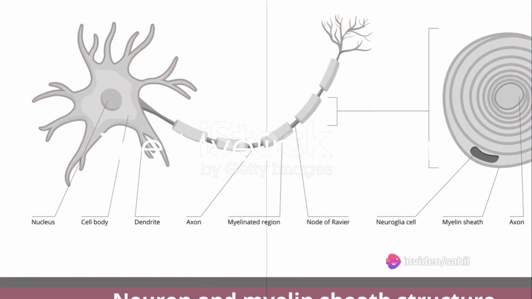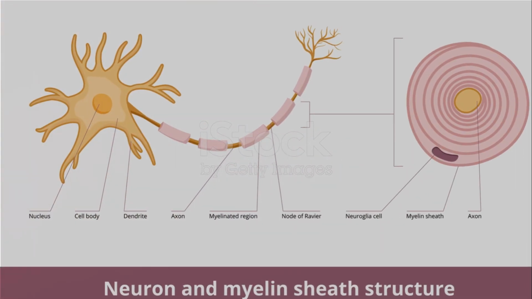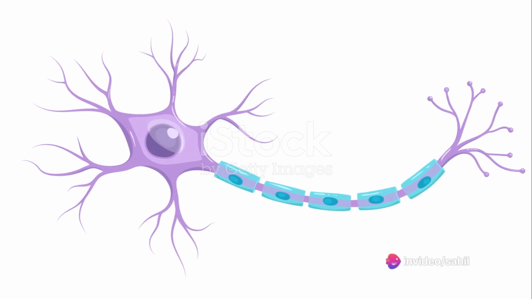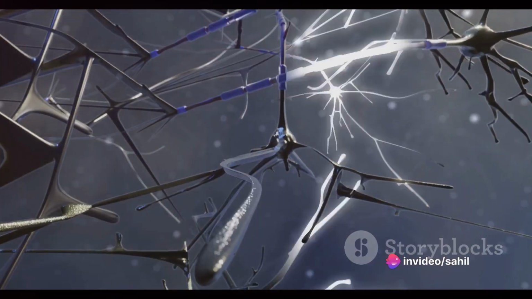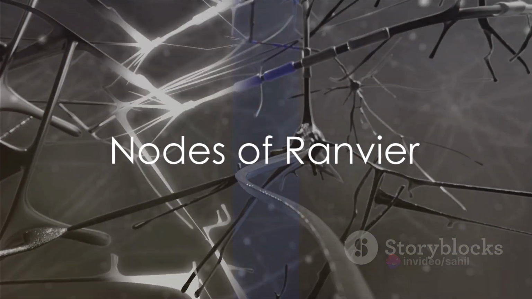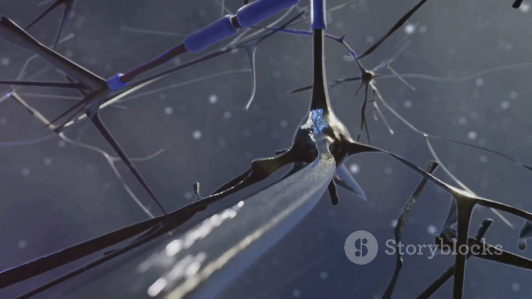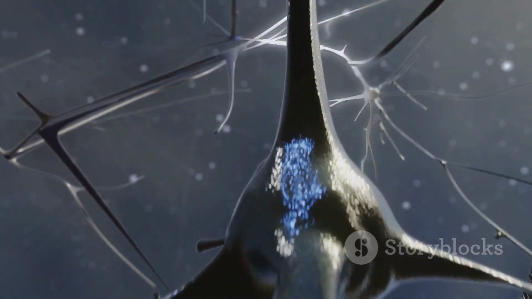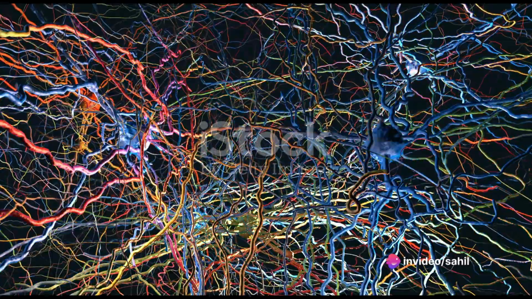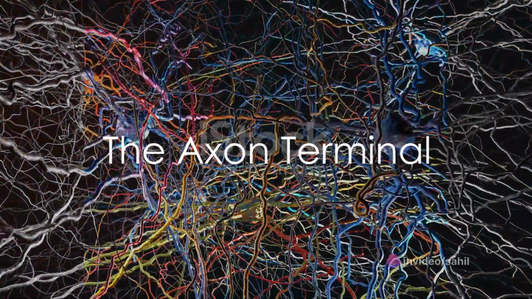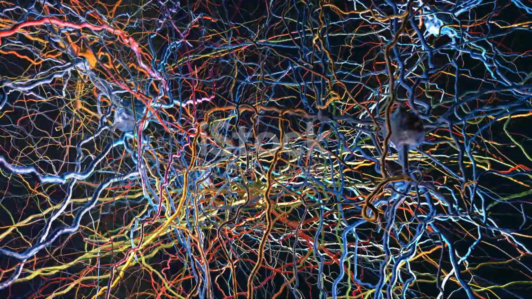Now, let's not forget about the myelin sheath, a fatty insulation that wraps around the axon. This sheath acts like the protective covering on electrical wires, speeding up signal transmission and ensuring that it doesn't get lost or misdirected. However, the myelin sheath isn't continuous. There are gaps known as nodes of Ranvier. These gaps allow for saltatory conduction, a process where the electrical signal jumps from one node to the next, speeding up transmission. At the very end of the axon, we find the Axon Terminal, also known as the synaptic terminal.